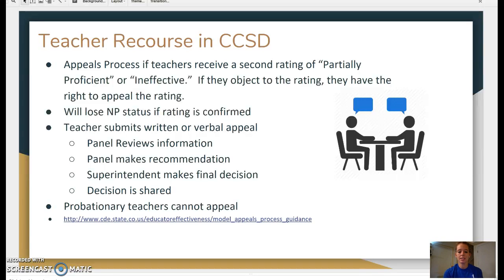So the process is that the teacher submits a written or verbal appeal, a panel reviews the information, the panel makes a recommendation, and then the superintendent makes the final decision. The decision is then shared, of course, with all pertinent stakeholders. Probationary teachers cannot appeal this process.